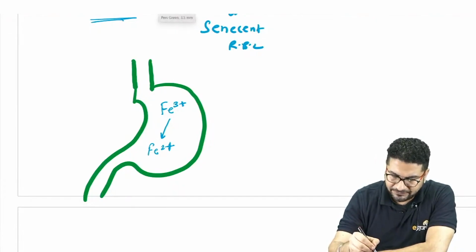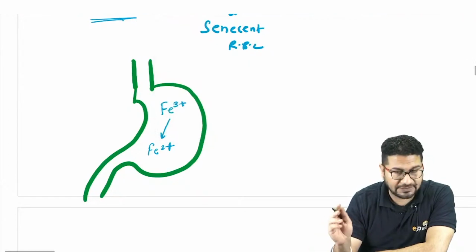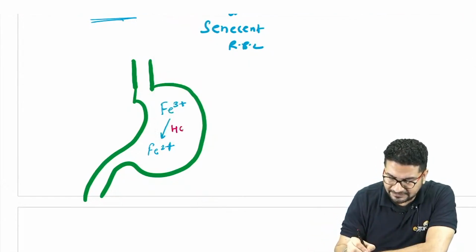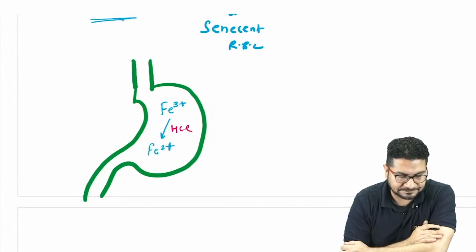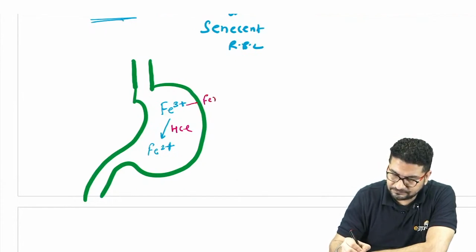Now, this conversion of ferric form into ferrous form needs hydrochloric acid. It's basically your acid, HCl. So this is your ferric form and this will be your ferrous form.